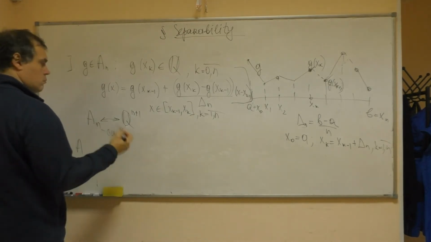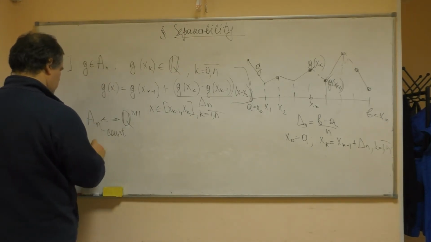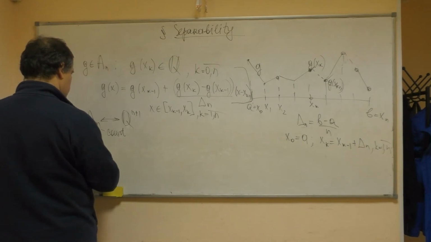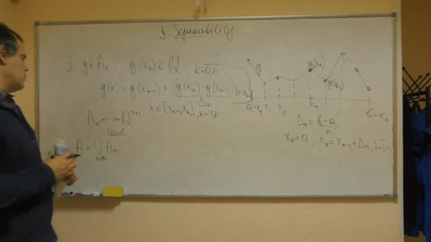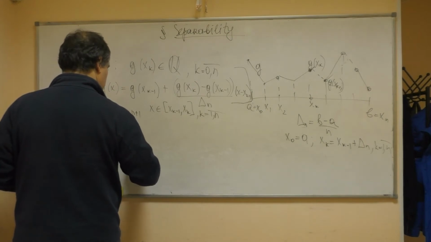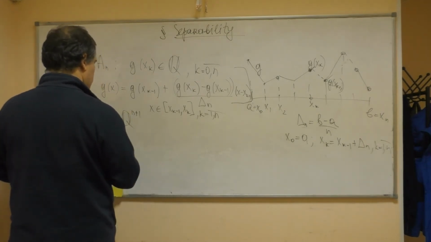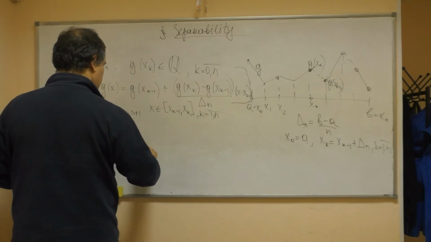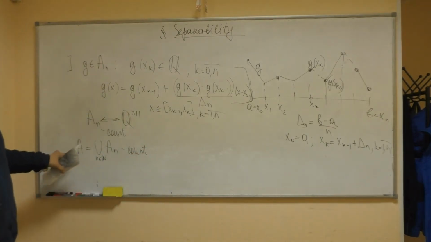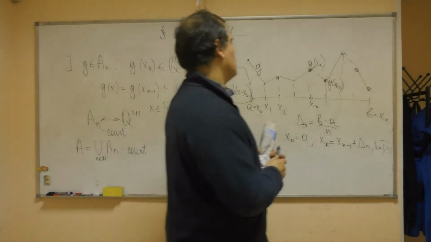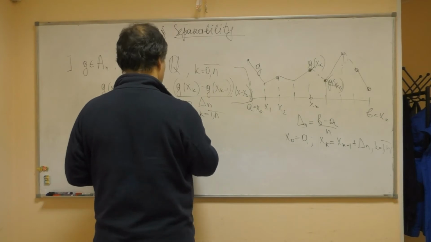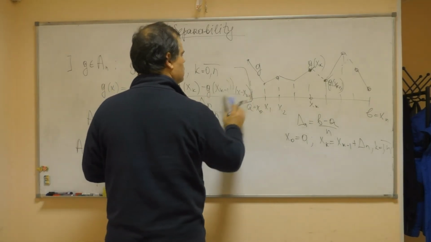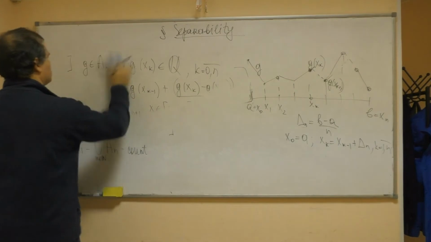And we consider the union of all such sets An for all n. As a union of a countable family of countable sets, it is also countable. Let us consider some f. Okay. Start from here.